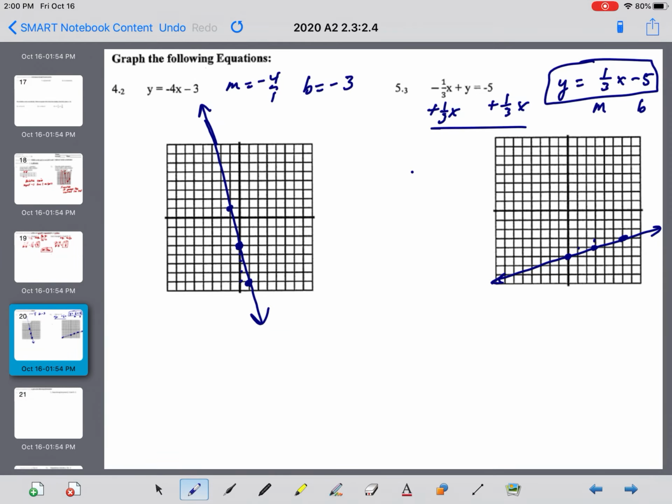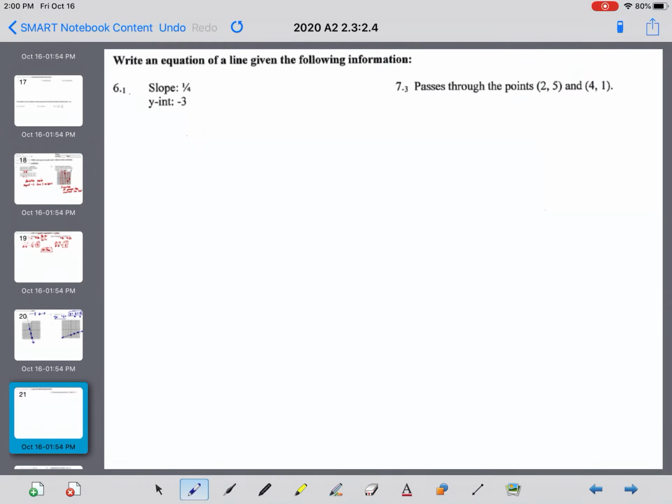So this is where we have to take whatever given information we have and turn it into a slope and a y-intercept. Number 6, the most peaceful thing they could tell us, the slope and the y-intercept.